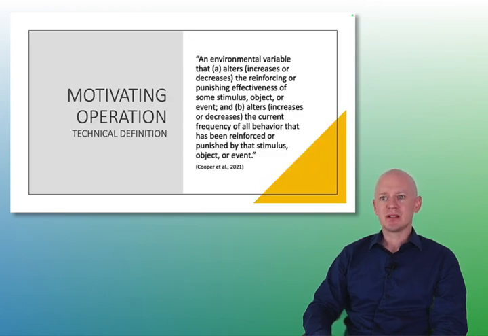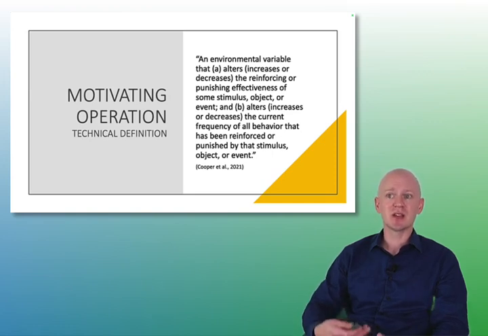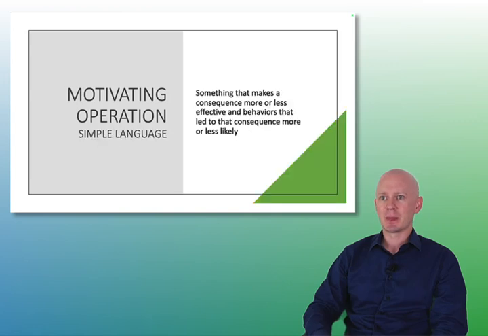Another important component that we consider when we're thinking about the 3-term contingency is motivating operations. A motivating operation is an environmental variable that alters, which means increases or decreases, the reinforcing or punishing effectiveness of some stimulus, object, or event. And it alters the current frequency of all behavior that has been reinforced or punished by that stimulus, object, or event in the past. I know that sounds like a lot, so let's break it down into simple language. A motivating operation is something that makes a consequence more or less effective, and behaviors that led to that consequence more or less likely.